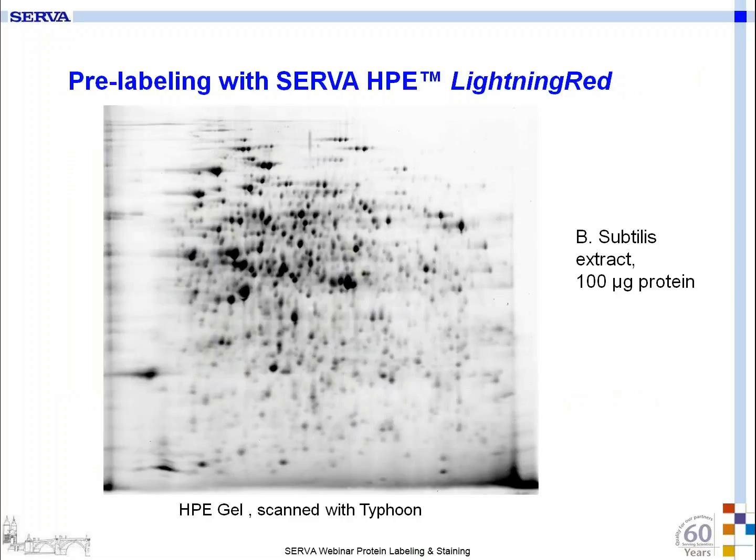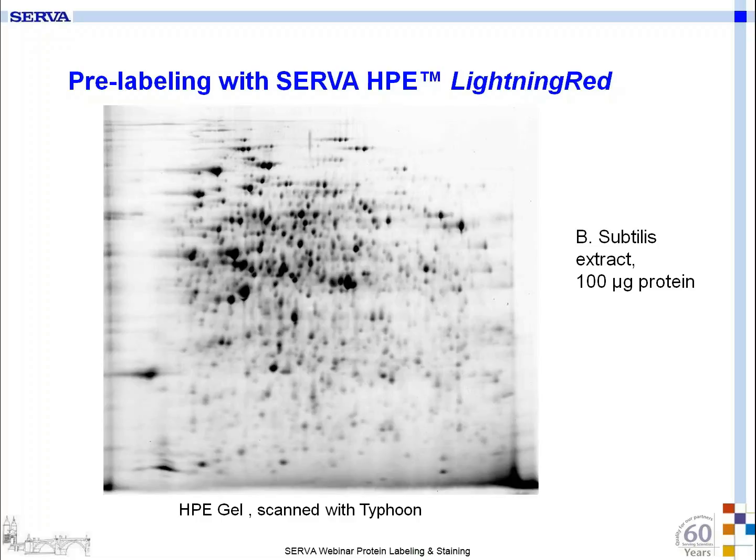And this is an example of a pre-labeling with SERVA HPE Lightning Red. This is a little bit different. This is a different pH gradient. So this is the second product we have in our Lightning Red portfolio, because when doing 2D electrophoresis, you have to be aware of the pH that you use.